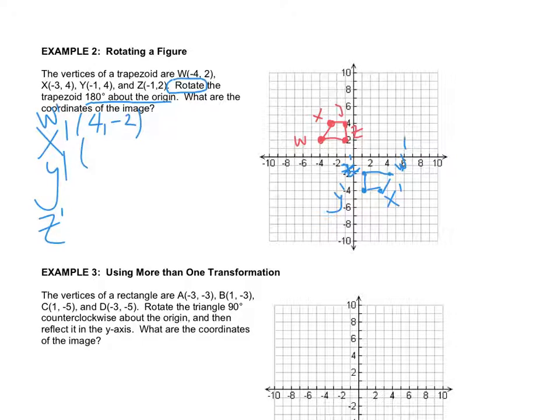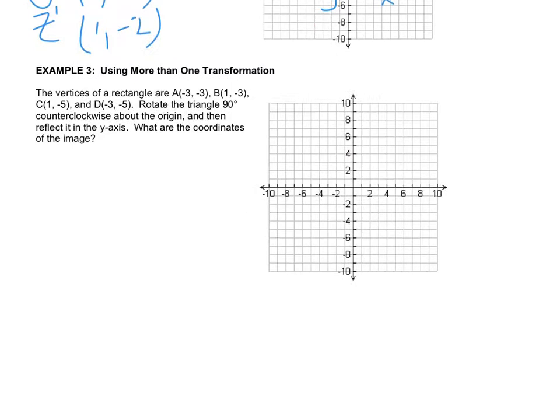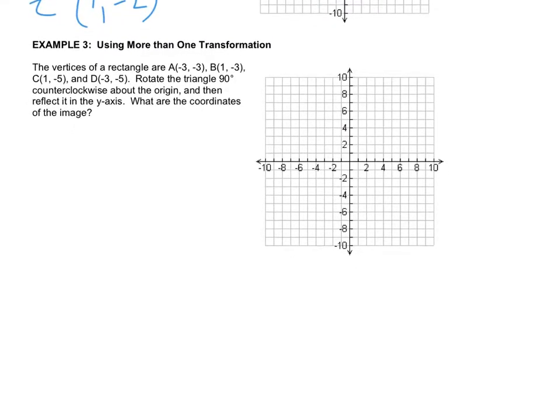X prime is going to be at 3, -4. Y prime is going to be at 1, -4. And Z prime is at 1, -2. So again, the strategy we're going to talk about is to use your paper and physically turn this so you can see how that does become the other shape. It's a little bit difficult to do it right in this video, but at least if you can get these down for some ideas on how to do it, then we can talk about it from there.